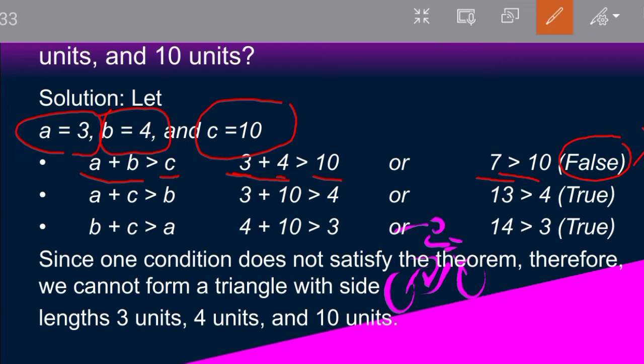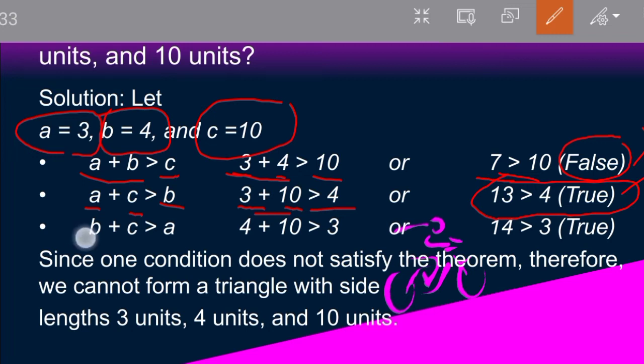Next, A plus C is greater than B. Substitute. Your A is 3, your C is 10, greater than 4. So we will add 3 plus 10 is equal to 13. Greater than 4, that is true.